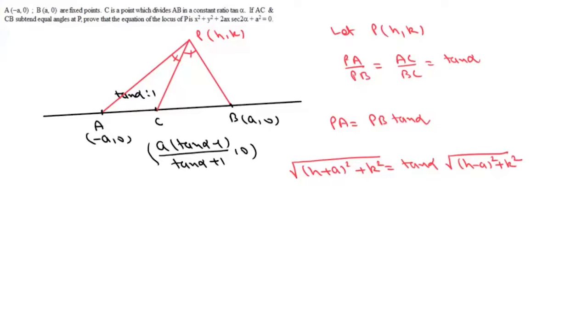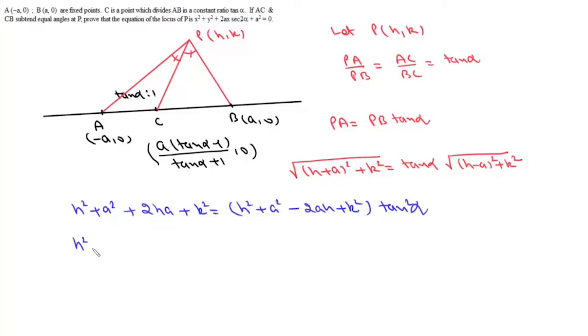Now we can square it. Then we can write this as h² + a² + 2ha + k², and it will be equal to (h² + a² - 2ah + k²) tan²alpha. Now what we'll do is, we'll take everything on the left hand side and we'll take h², a² and k² together.